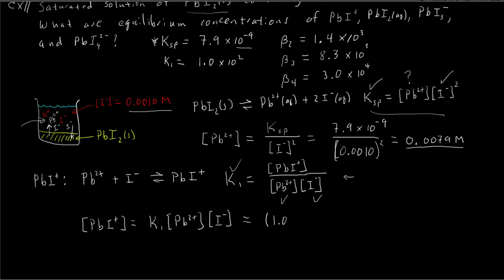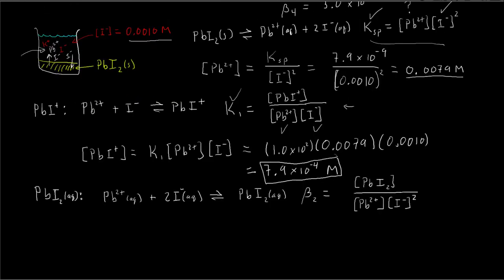K1, 1.0 times 10 to the second. Lead concentration, 0.0079, and the I minus concentration, 0.0010. And then we do the math, so go ahead and check this on your calculator to make sure you get the same answer that I do. And so I get a value of 7.9 times 10 to the negative fourth molar, right? So again, concentrations of all of these species are pretty low, so that's a pretty dilute solution, but we do have a little bit there and we can calculate it.